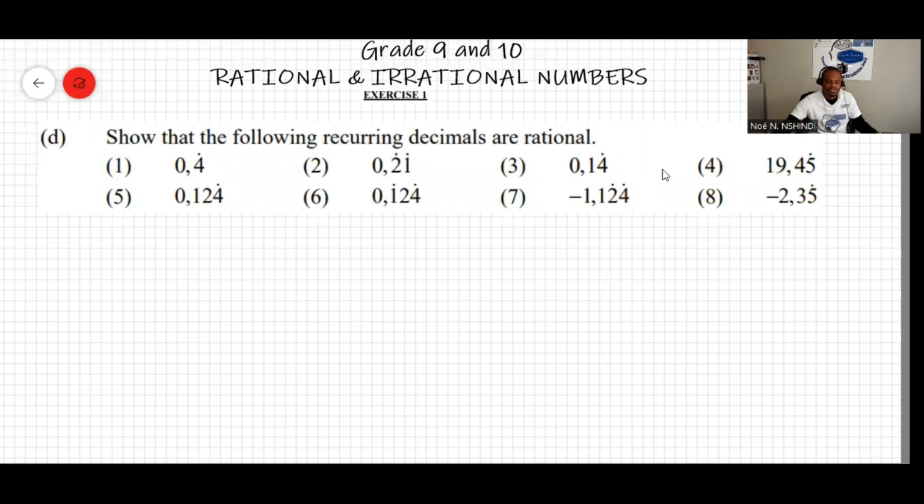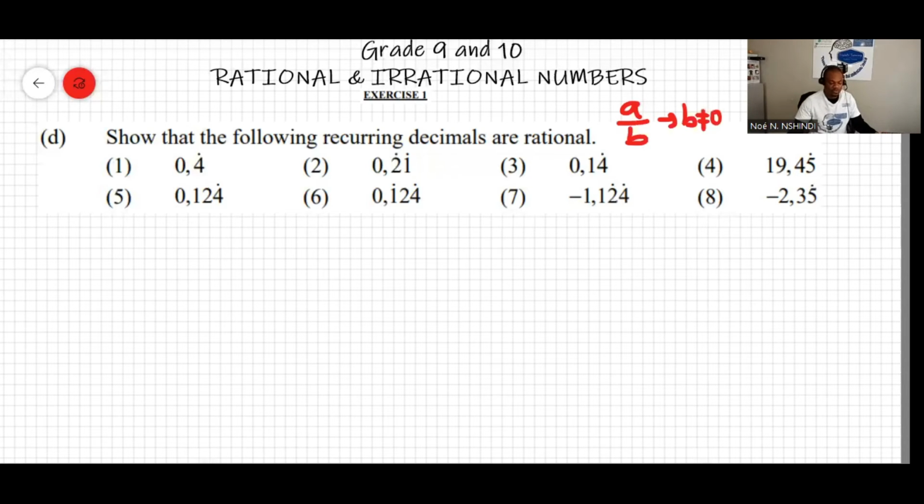Well, the question says to show that the following recurring decimals are rational. When we see numbers with dots on top of them, it means they are recurring numbers, the numbers that repeat indefinitely after the comma. To show that they are rational numbers simply means to prove that the numbers can be written in the form A over B. We said that rational numbers are those of the form A over B, where B, the denominator, cannot be 0.